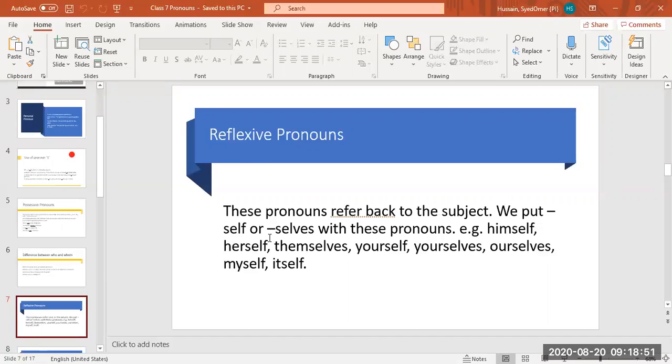For example, I baked the cake myself. They themselves arranged the party. These are all reflexive pronouns. We are referring back to the subject.